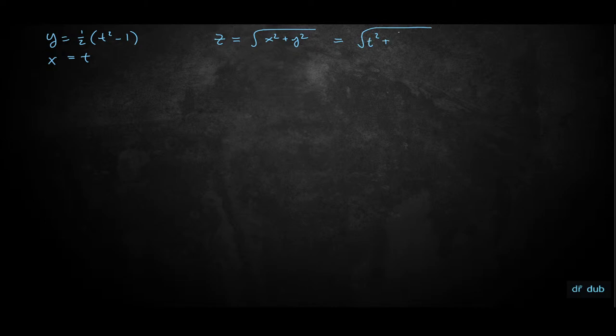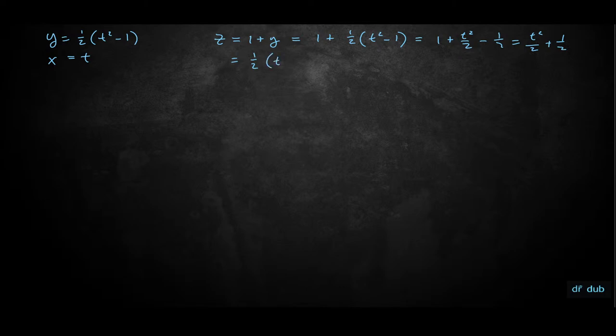That's going to be t squared plus 1 half times (t squared minus 1) quantity squared. Actually, no, we shouldn't use this equation. We should use the z equals 1 plus y equation. So 1 plus y, and that's going to be 1 plus 1 half times (t squared minus 1), which is 1 plus t squared over 2 minus 1 half, which is t squared over 2 plus 1 half. We can factor the 1 half back out and say this is 1 half times (t squared plus 1). And so a set of parametric equations we could use to represent it are x equals t, y equals 1 half (t squared minus 1), z equals 1 half (t squared plus 1).